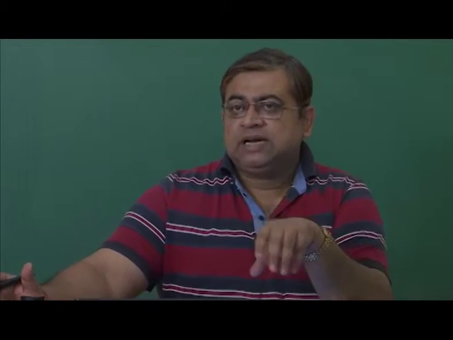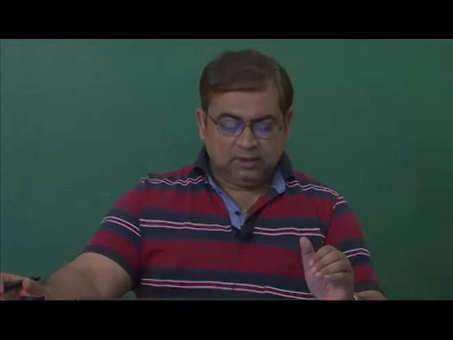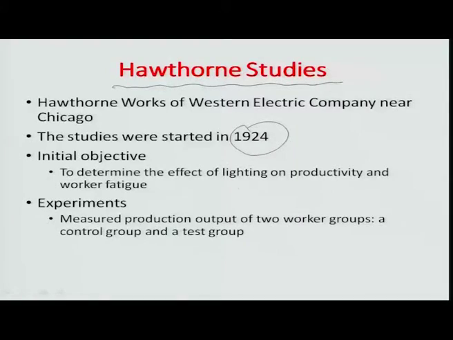So this was one of the cases which showed how the environment or setup of a work system is associated with giving enough motivation or satisfaction to people so that they can perform better on a higher productive scale. In this particular case, the initial objective was to determine the effect of lighting on productivity and worker fatigue. Experiments measured the production output of two worker groups, a control group and a test group, where one was given a brightly illuminated environment and the other was given the routine environment.